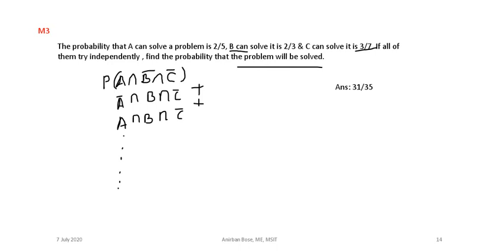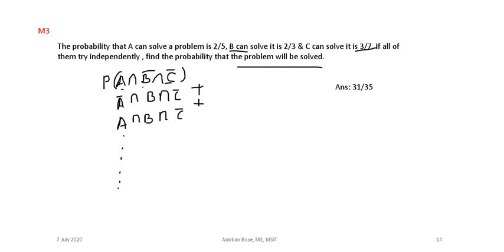You can see that since A, B, C are all independent events, whether A can solve a problem is in no way related to whether B will be able to solve the problem. For independent events, the intersection can be written as the product of their probabilities. So this can be written as probability of A into probability of B complement into probability of C complement, and you can find it out, but this will be a very laborious method, right?